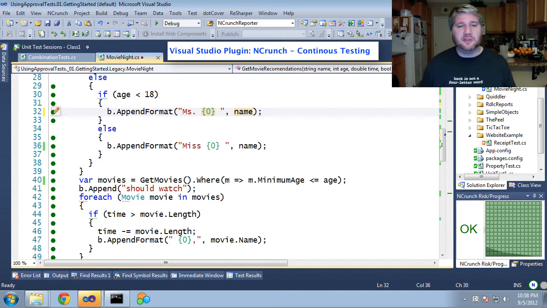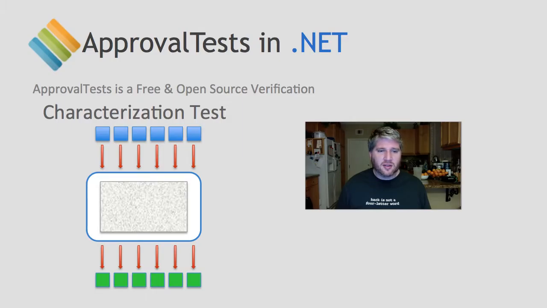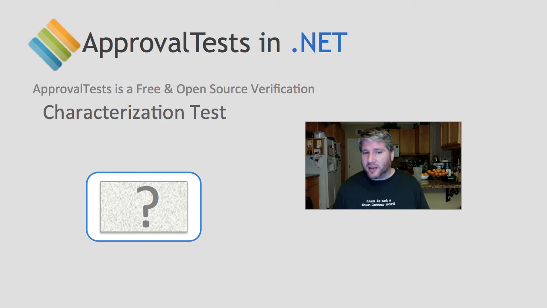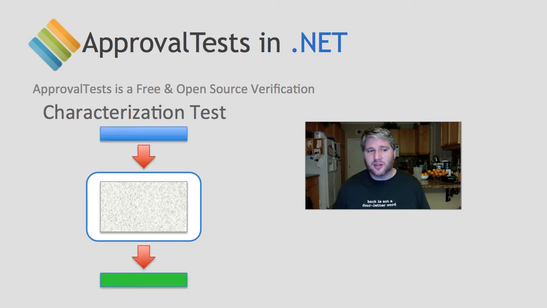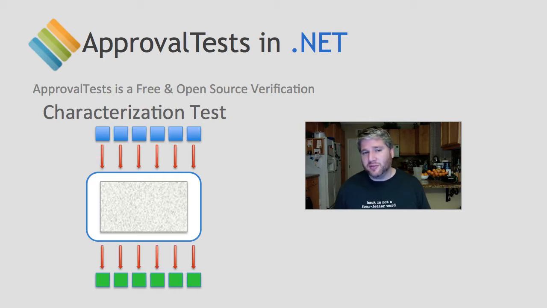And this is how I will prefer to refactor this code until I have it into bite-sized pieces that I understand and are easy to maintain. So once again, you have a block of code that you're not sure about, and you start throwing in a single input to get a single output. And then with the use of combination approvals, you can throw in lots of inputs to produce lots of outputs by just giving the variations for each field.